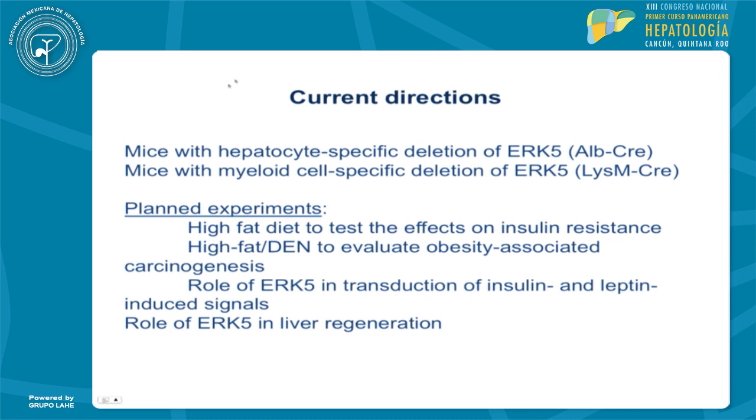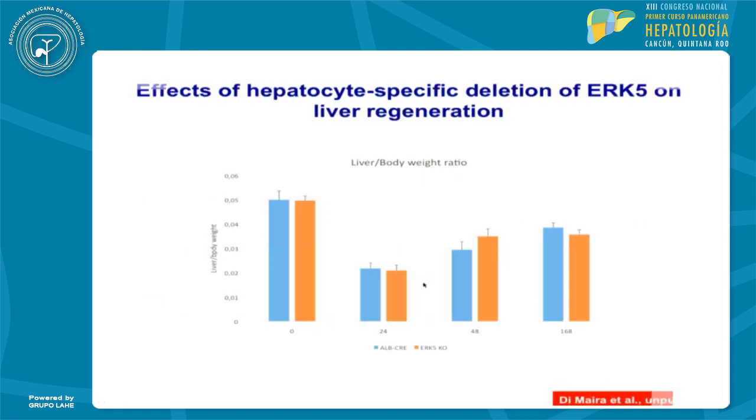So we generated mice with hepatocyte-specific deletion of ERK5 under the albumin promoter, and we also obtained mice with myeloid cell-specific deletion under the lysozyme, the LysM-CRE promoter. We're not going to talk about these mice, and we'll just show you some preliminary results regarding the possible role of ERK5 in hepatocytes, in liver regeneration, and the transduction of insulin signals and insulin sensitivity.